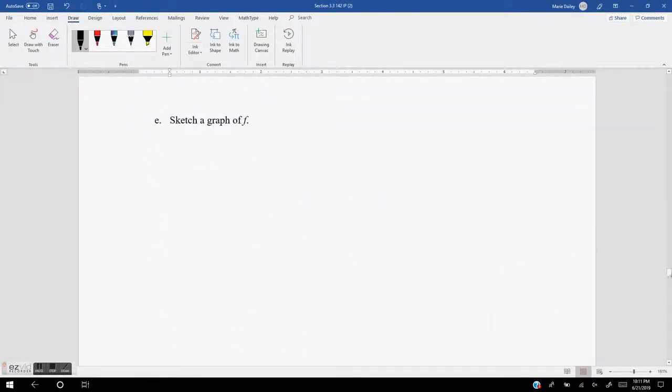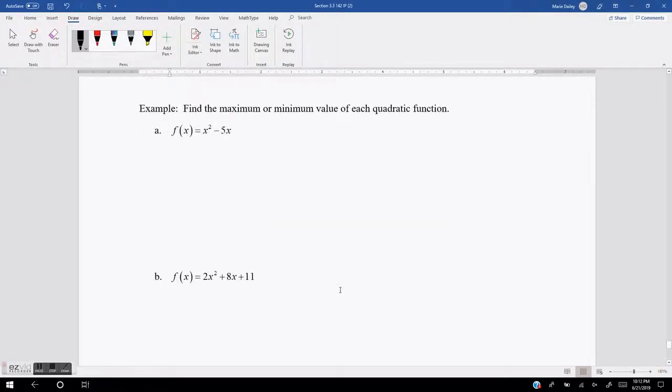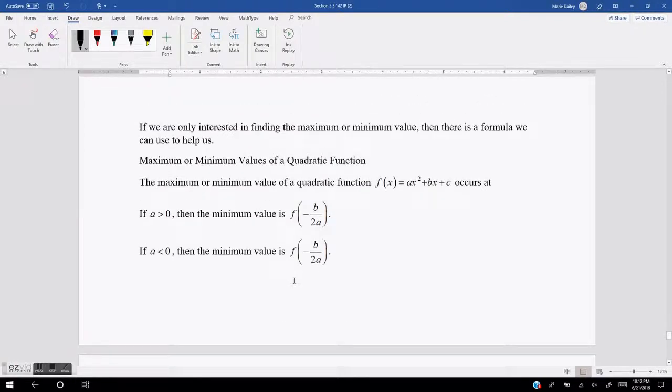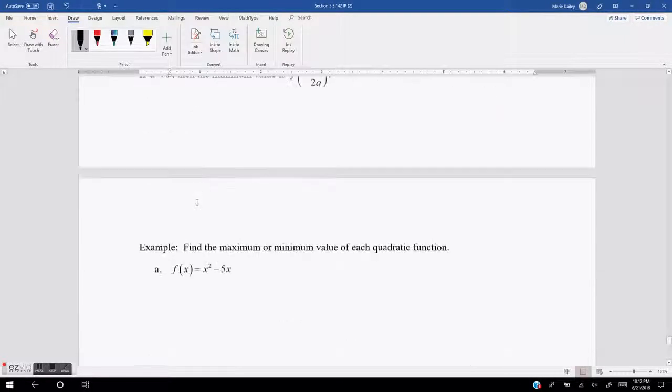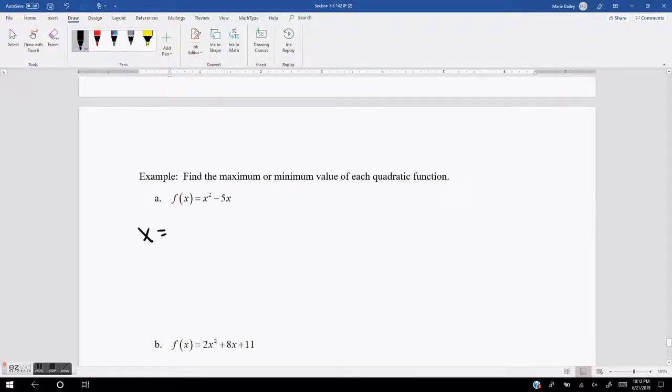Now I spaced mine out a little bit, so I think it's like page 6 or 7 here. So let's go ahead and find the maximum or the minimum values for each of these quadratic functions. Okay? Now, you can either put it in the standard form to find the vertex, or you can go ahead and use these values. So to find the x-coordinate of the vertex, we can use the formula x equals -b over 2a.